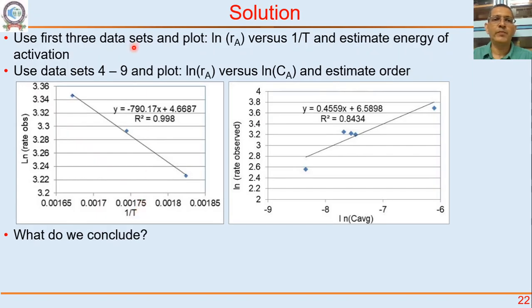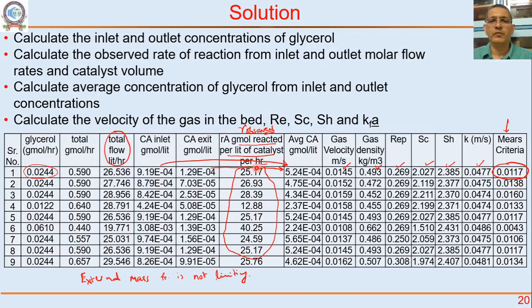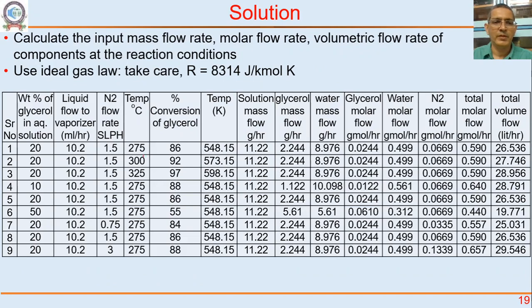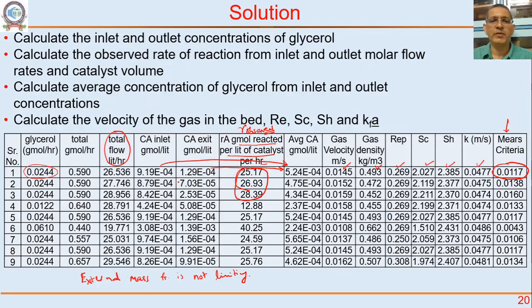One thing we can do is plot observed rate versus temperature. First three data points: observed rate we know at different temperatures. These three data are at three different temperatures: 275, 300, 325. You see. We can plot ln r observed versus 1 by T.